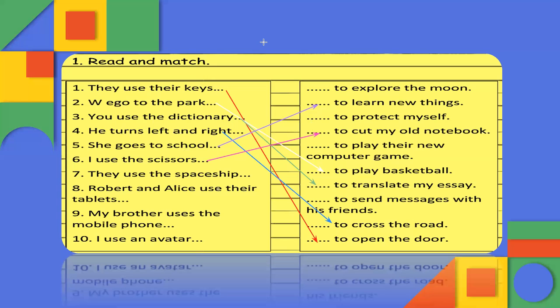They use the spaceship to explore the moon. Next, Robert and Alice use their tablets to play their new computer game. My brother uses the mobile phone to send messages to his friends. Messages, plural. And ten: I use an avatar to protect myself. Okay, very good, very good.